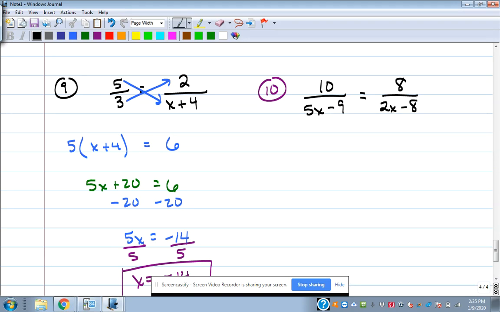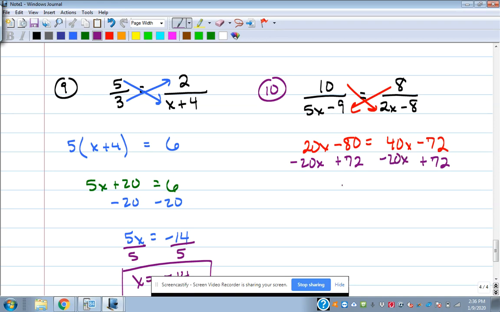10 over 5x minus 9 is equal to 8 over 2x minus 8. Yeah, so distribute. So it'll be 20x minus 80. So I'm just distributing there in one step. And then start getting the like terms together. So I'm going to move the 72. That's not the only way to do this. And then I'm going to subtract the 20x and get negative 8 is equal to 20x.